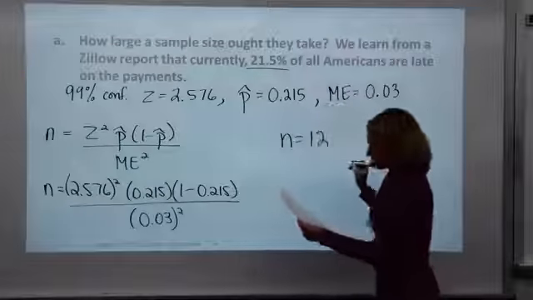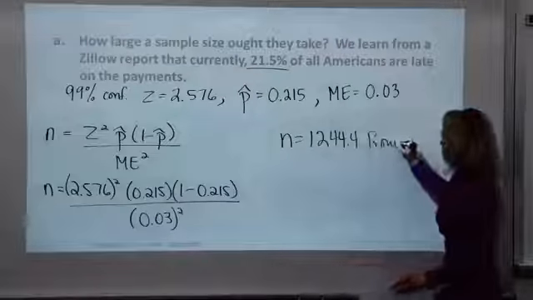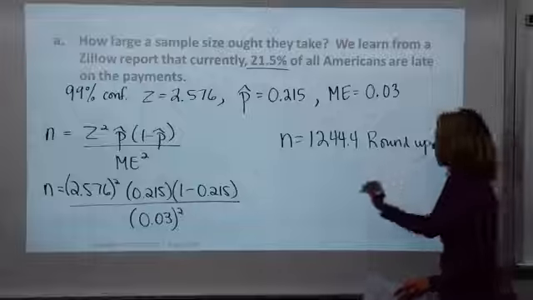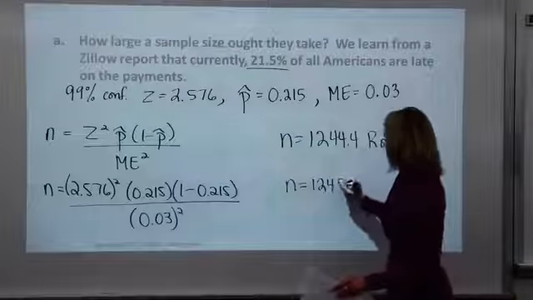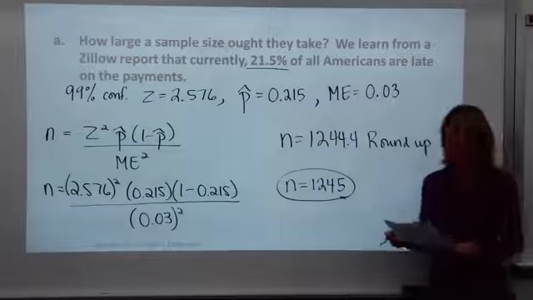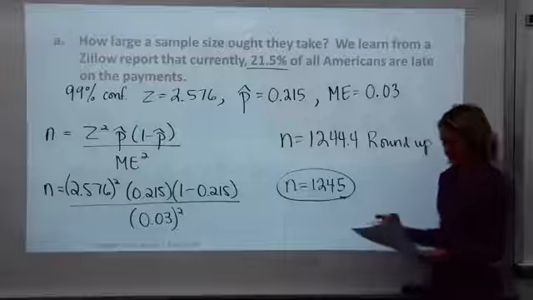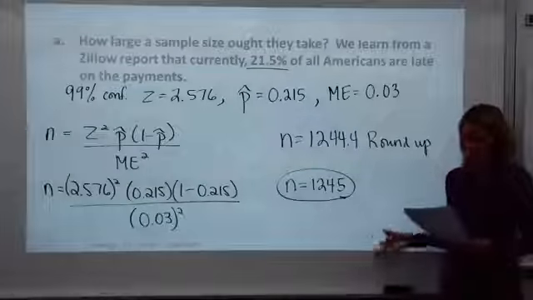We get 1,244.4. We will round that up. And so we think we should sample 1,245 households here in Cecil County. Fairly big sample size. All right, part B.